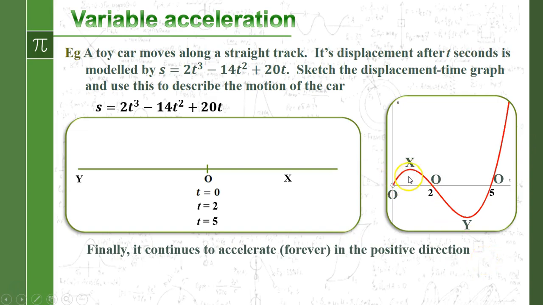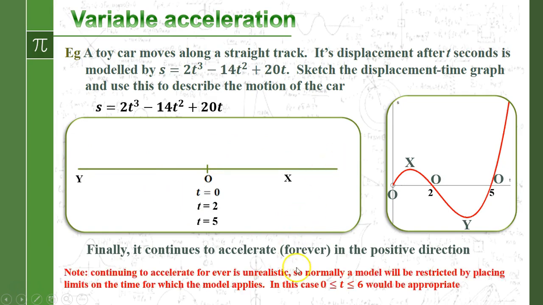So what we need to understand from our graph is that what we've got here is positive displacement. Down here we've got negative displacement. And essentially what's happening is this car is just moving backwards and forwards along a straight line.